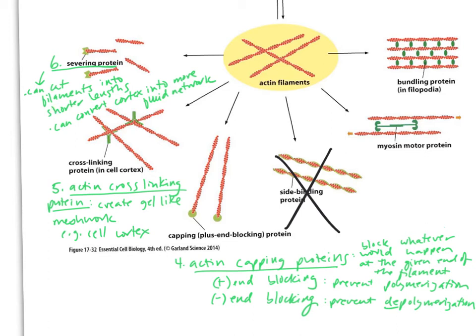This can be used in cases where the cell cortex is being converted from a very rigid structure into a more fluid network. And again, this provides a way to destabilize the actin filament structures as another example of looking at regulatory proteins. We want to have things that can help stabilize but also can destabilize.